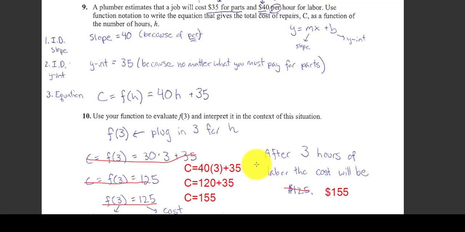Okay, so I made some corrections here, right? Because it was $40 per hour. So 40 times 3 is 120, plus the 35 for parts equals 155. So after 3 hours of labor, the cost will be $155. That's it.